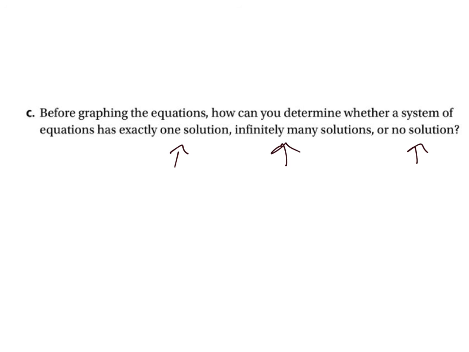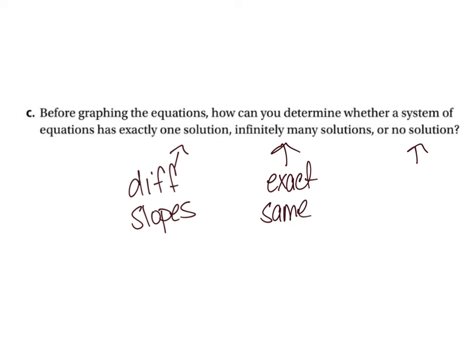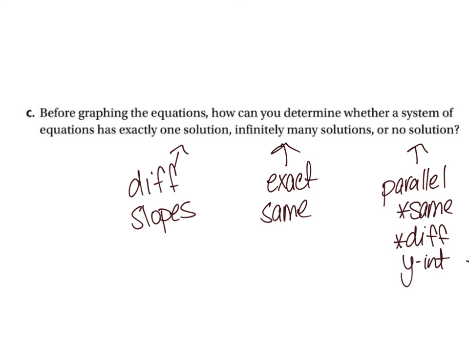Good. Okay, so if there's one solution, then that means they just plain and simple have different slopes, right? That would be key. That means they would intersect eventually. Infinitely many solutions would be the exact same. Good. I like that. Exact same. And while no solution would mean they are parallel, right? And we know the rules for parallel mean same slope, different y-intercept. Very good.